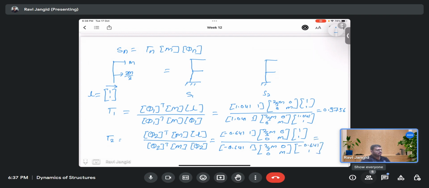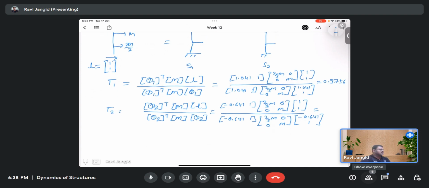Anyone with the answer? How much are we getting for gamma 2? 0.023, 0.0238. Okay, something like that. So those are gamma 1, gamma 2.